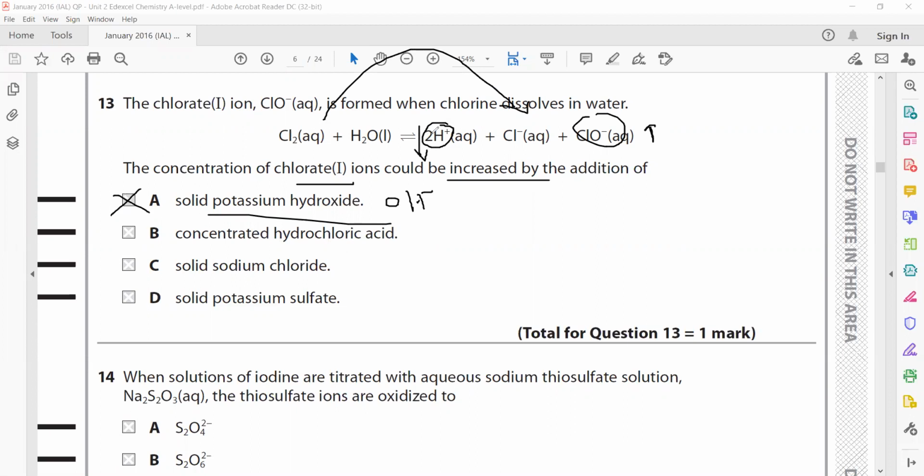If you add hydrochloric acid, it will increase the amount of hydrogen ion, so equilibrium will shift towards the left hand side. If you add solid sodium chloride, the amount of chloride ion increases, and equilibrium shifts towards the left hand side. If you add potassium sulfate, it does not have any effect because neither reactant nor product is reacting with potassium or sulfate ion.